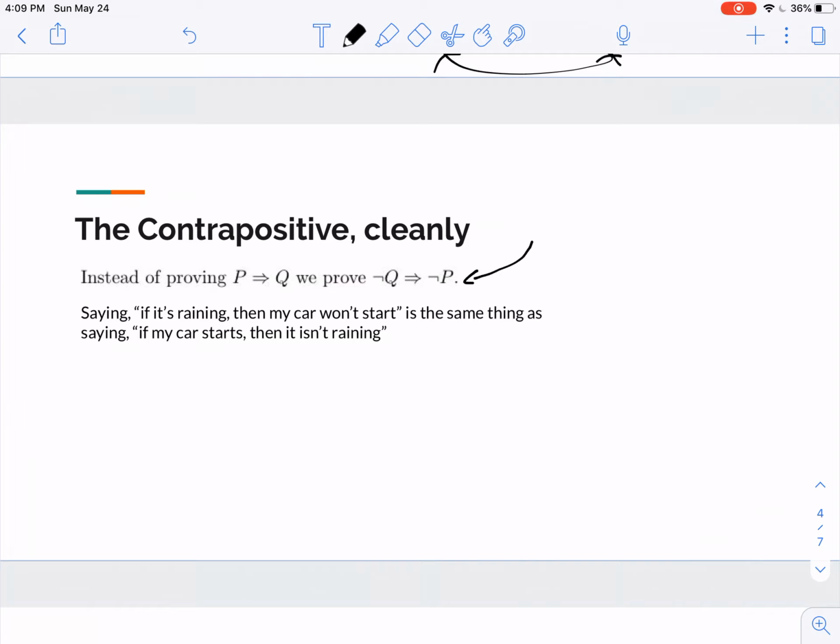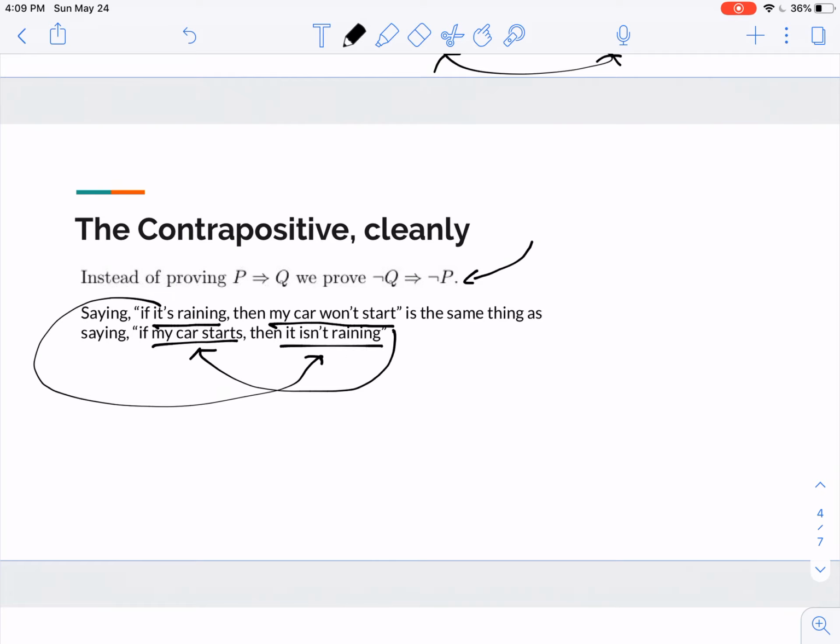And I also want to give a little bit more intuition about what a contrapositive is. I think it's easier, instead of thinking about mathy stuff, to think about sentences in English. One implication we could have in English is: if it's raining, then my car won't start. Maybe your car just doesn't work very well in the rain. If we take the contrapositive of that statement, we negate "my car won't start" and we get "my car starts." And then we negate "it's raining" and we get "it isn't raining."